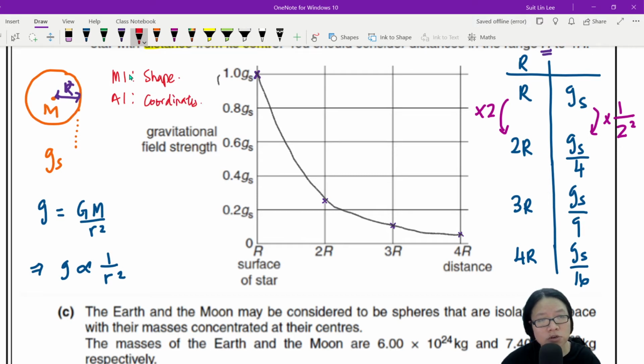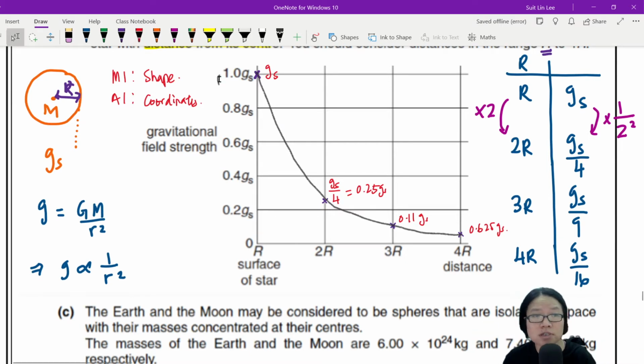Okay. So the coordinates here should be GS. This one here is GS over 4, which is 0.25 GS. Here is 0.11 GS. Here is 0.625 GS. So we are just estimating. As long as it looks roughly correct, you will get 2 marks. This is a pretty straightforward sketch, and it's to prime your brain to think about part C.